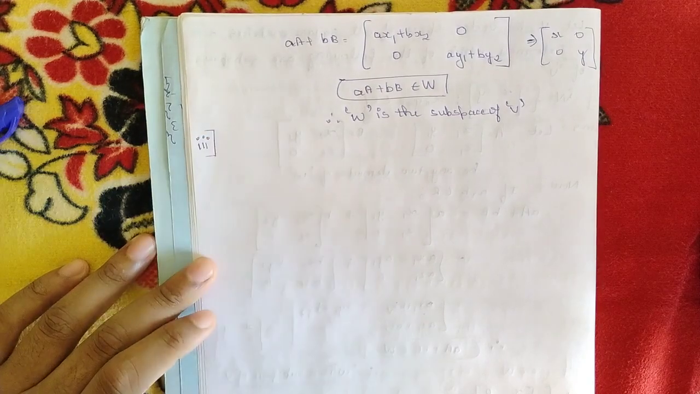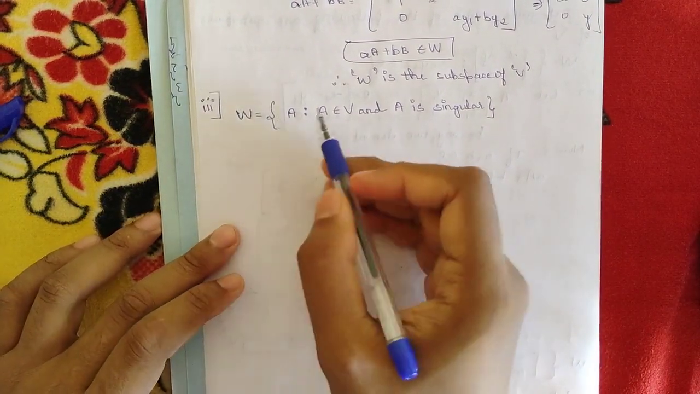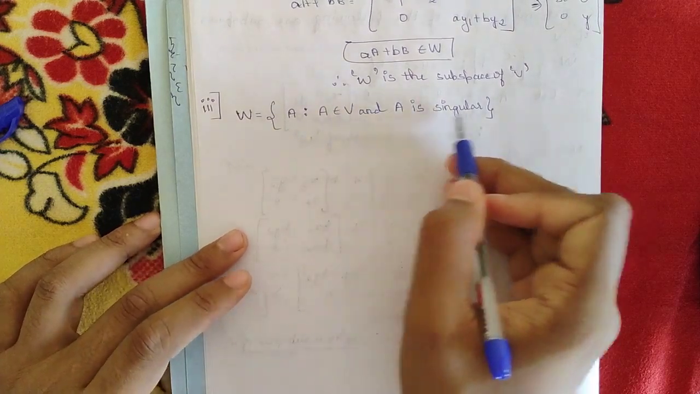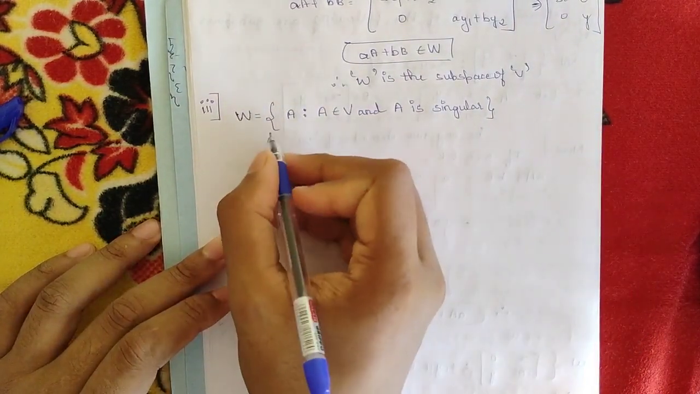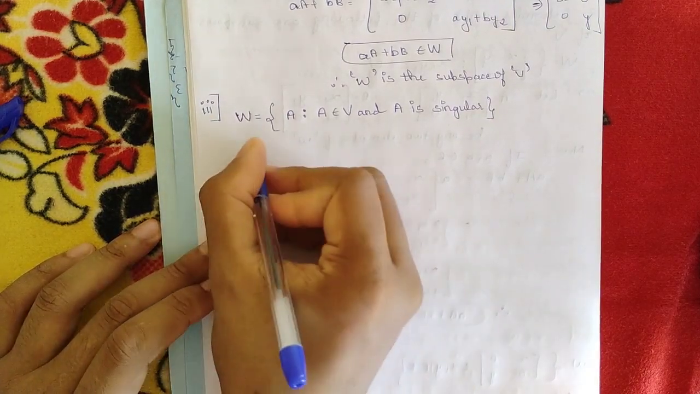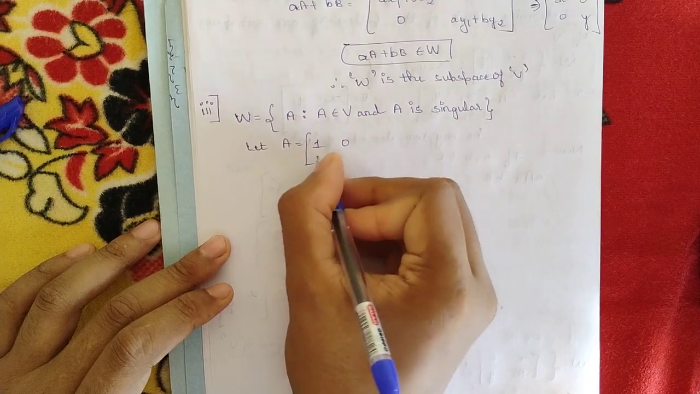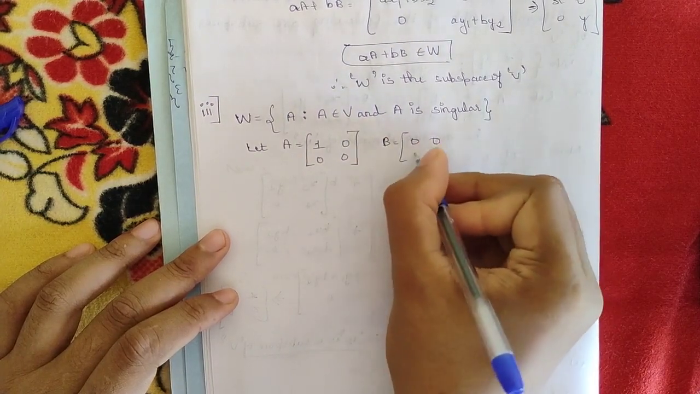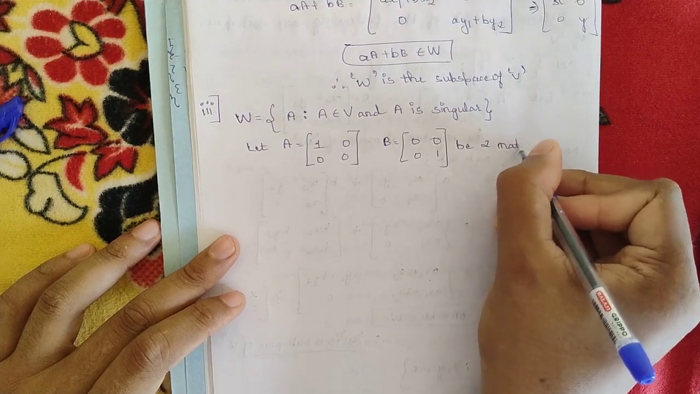We have one more now, the third sub question. Let us get to the question now. So this is the next question. In the set W, they mention A, where this A belongs to the vector space V and A is singular. We should be writing a singular matrix now, where W here is a set of singular matrices. In this question, let A equal one singular matrix, that is 1 0 0 0. This is a singular matrix, and B is equal to another one, that is 0 0 0 1. These are two matrices which we have taken instantaneously.